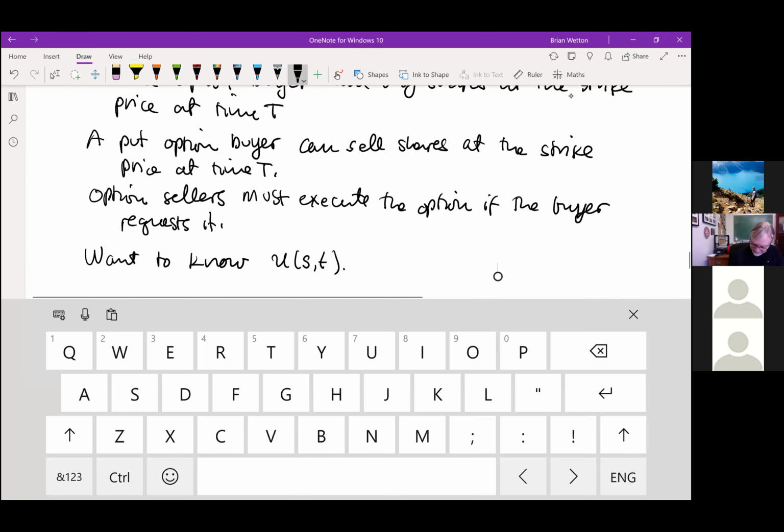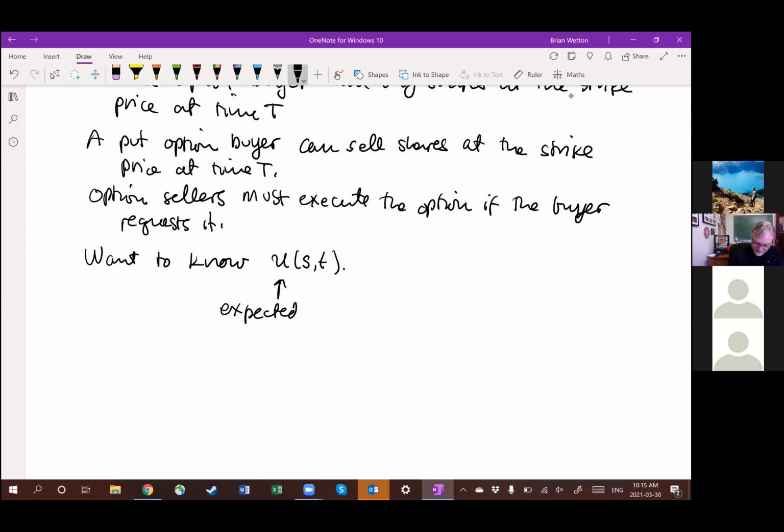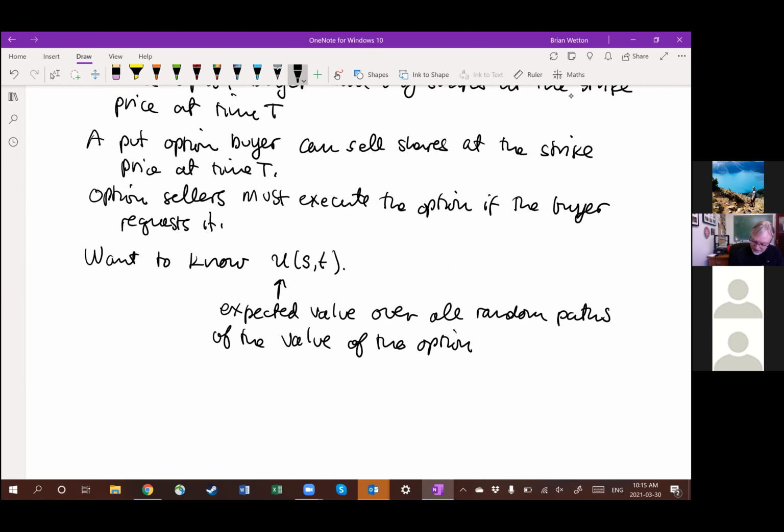And so what is this U? This is the expected value over all random paths of the value of the option, for the given stock price that comes from the random path that takes you there and gets you there at time t.